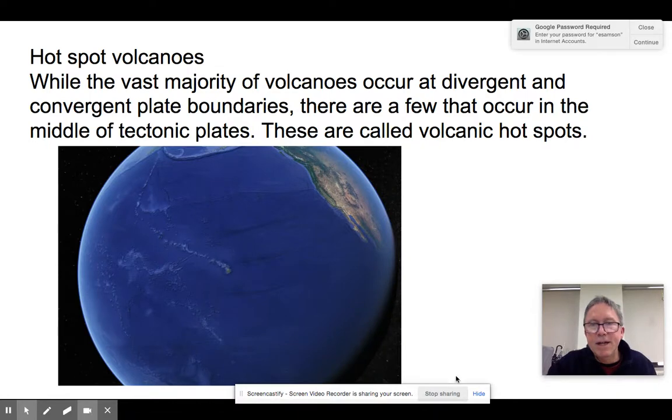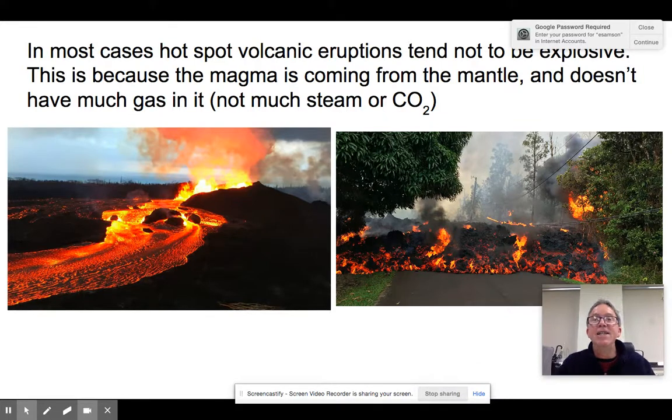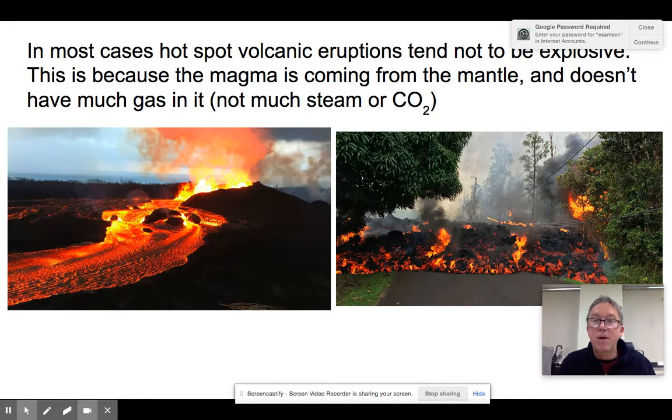And the last thing I want to say is that these tend to not be very explosive volcanoes, and the reason is because there's not a lot of water or shell material to give us carbon dioxide, so they tend to be very liquidy, flowy types of volcanoes.